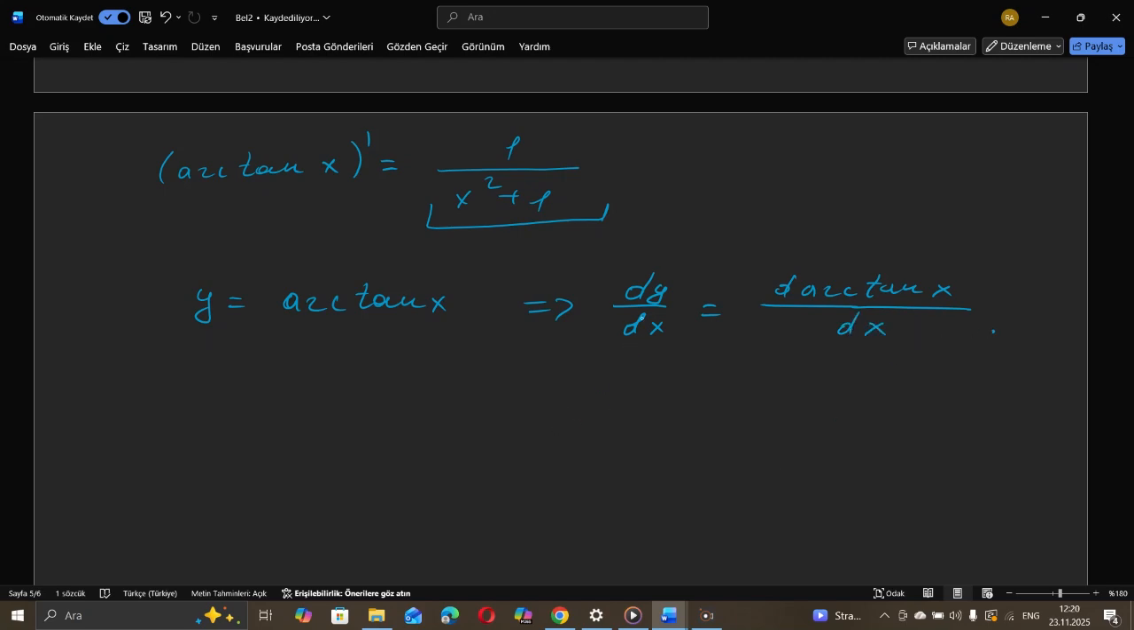So we're looking for the derivative of y, as we can see here, but we don't know how to find the derivative of arctangent x. Here is the point: we don't know arctangent x well, but we know tangent x. So we have to replace arctangent x by tangent x, because we know how to find the derivative of tangent x. So let's do it.